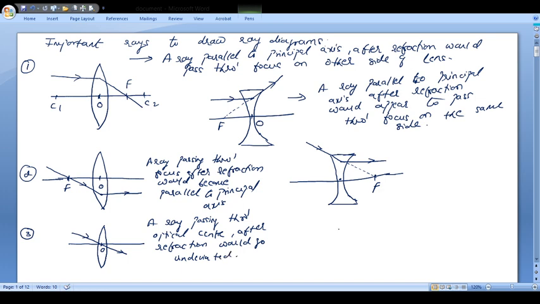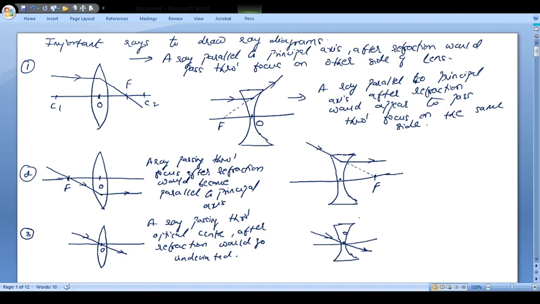Here for the concave lens also you will see the same condition. If this is your concave lens, this is the principal axis, and you have a ray here, a ray which is passing through the optical center will go undeviated. So this is what it says.